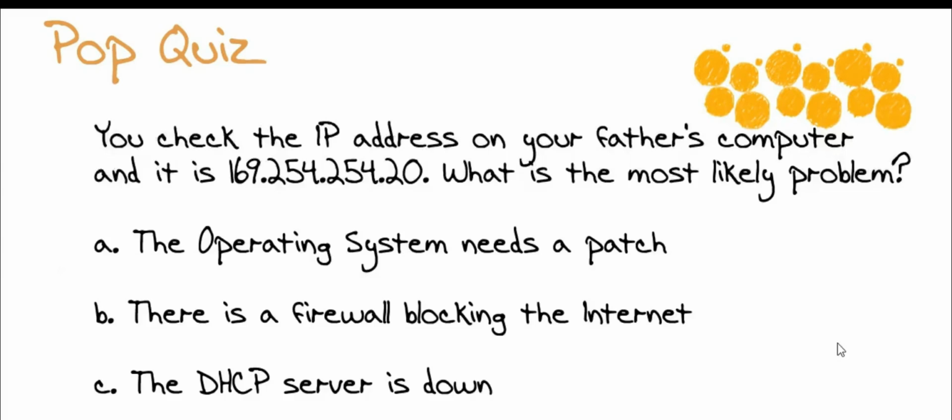You ready? You check the IP address on your father's computer, and it is 169.254.254.20. What is the most likely problem? A, the operating system needs a patch. B, there is a firewall blocking the internet. C, the DHCP server is down. Or D, the DNS server is down.